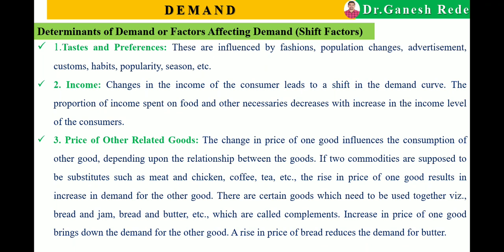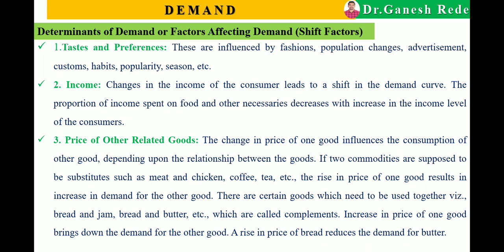As I have earlier given you the example of tea and coffee, as the price of tea increases, the consumer choice will change, consumer preference will change, they will move towards the coffee. Okay, so depending upon the relationship between the goods, if two commodities are substitutes, such as tea and coffee, the rise in price of one good results in the increase in demand for the other good.